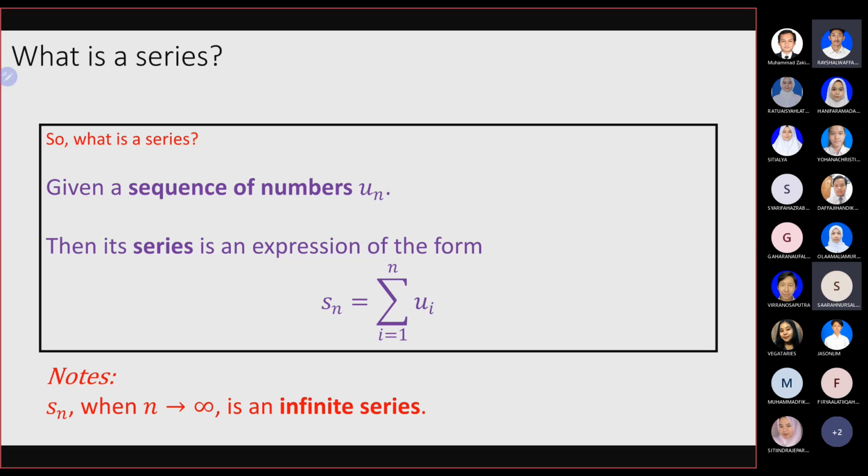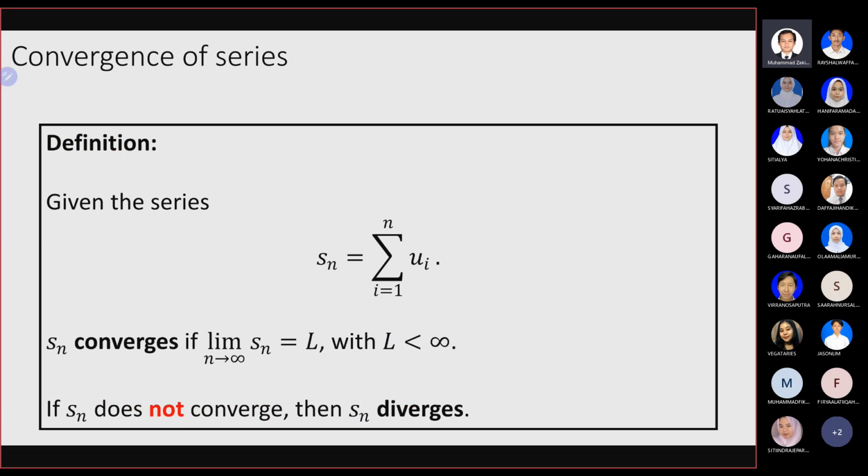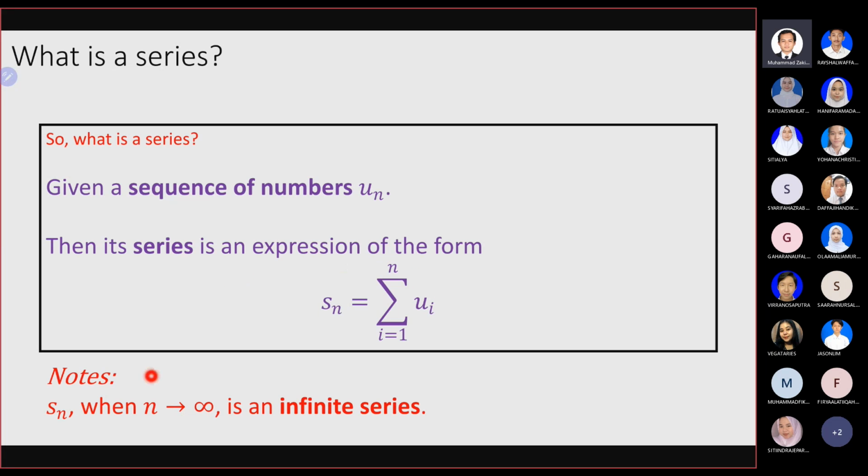So similar to what we have learned in the previous slides about sequence, when n goes to infinity, we have what we call infinite series. Jadi sama seperti di barisan di slide sebelumnya, kalau n-nya menuju tak hingga, di barisan kita punya barisan tak hingga. Deret kita juga punya yaitu deret tak hingga.